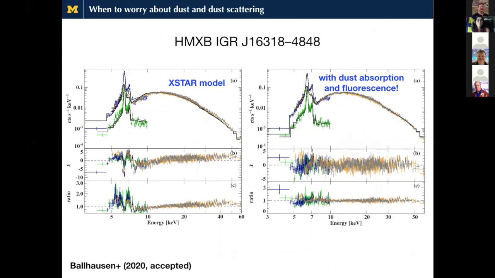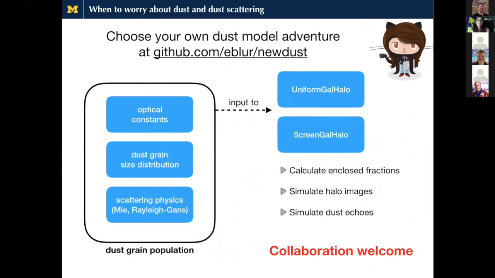I just wanted to make a plug for this recent paper by Ralph Bauhausen. You also could worry about dust fluorescence. So check out that paper if you're worried about dust that's intrinsic to your source. I have a GitHub model that you can use to calculate your absorption and extinction cross sections. Collaboration is welcome. And I'll stop here and take questions.